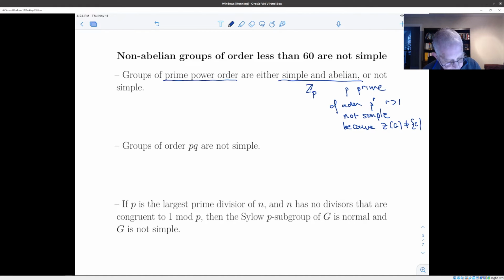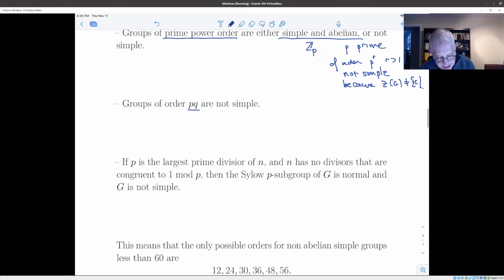And the center of a group is always a normal subgroup. So if we look at all the numbers up to 60, the primes give us simple but abelian groups, and the prime powers give us groups which are not simple. We've already shown just up above that groups of order pq are not simple. That's this earlier result that we proved.